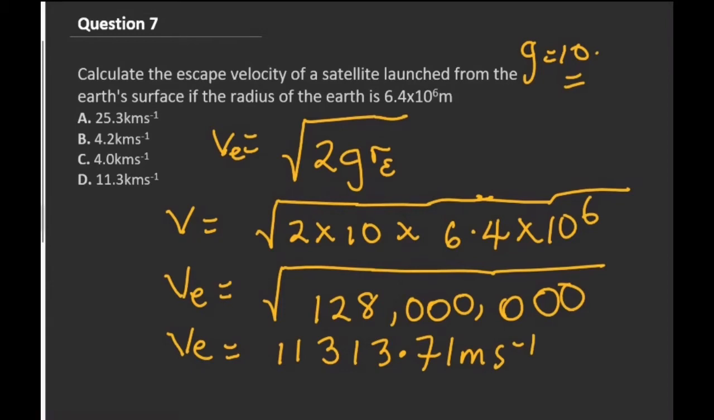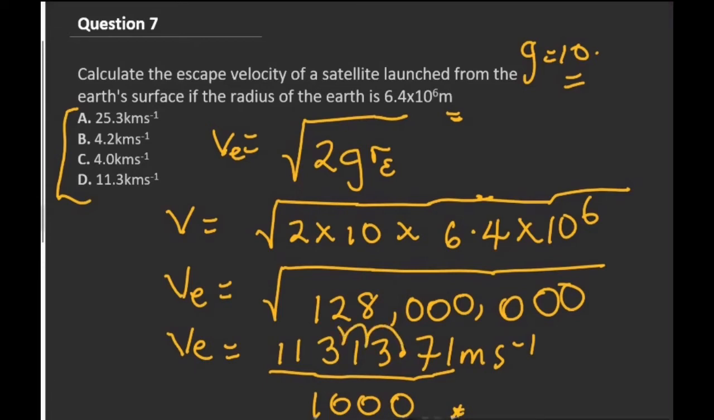What we have here, the answer is in meters per second. Don't forget, meters per second. And in the options, what we have are in kilometers per second. So we have to change this to kilometers per second. To do that, we divide through by 1000. Dividing by 1000, from the decimal point, we count 3 backward. 1, 2, 3. Our final answer will be 11. Look at where the decimal came to, 11.3 kilometers per second.